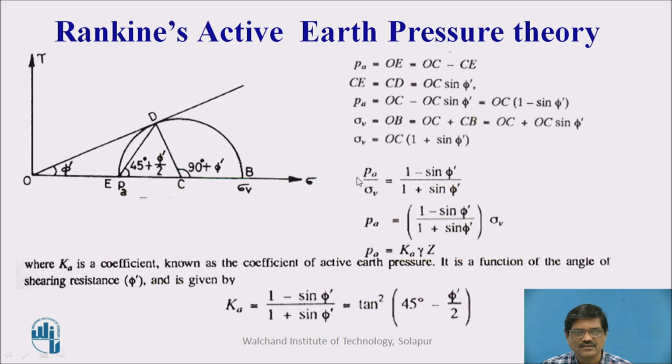And this Pa, again we can represent as Pa equal to 1 minus sin phi upon 1 plus sin phi into sigma V, and this bracket indicates the earth pressure coefficient for the active case, which is indicated as Ka. Therefore, Ka, the earth pressure coefficient for the active case, is given by 1 minus sin phi upon 1 plus sin phi, which can also be written as tan square 45 minus phi by 2 with the help of trigonometrical knowledge.